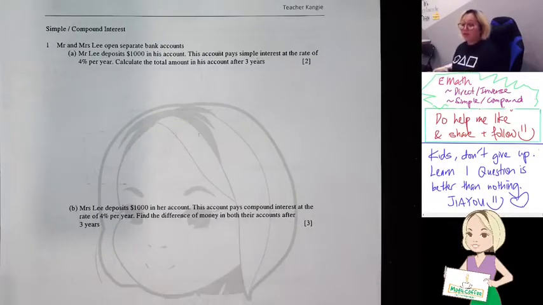Don't worry, after today's teaching, you will be perfectly good with simple and compound interest, okay?